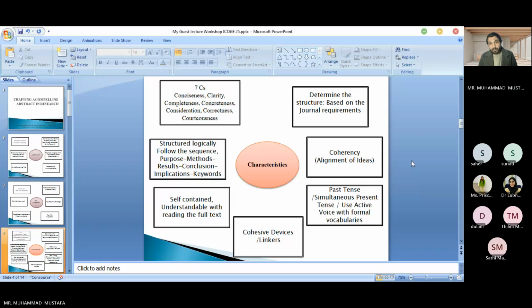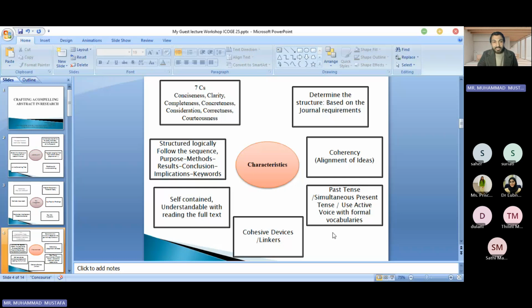And cohesive devices. Lastly, the feature of a compelling abstract is that cohesive devices are properly applied or used. Linkers are properly used to connect the sentences at the grammar level. We have to focus on just linkers and cohesive devices, cohesion, the connection of sentences at grammar level. We have to use conjunctions and some specific terms like in short and long, firstly, secondly, initially, next, finally. Such types of words are very important to show the connection.